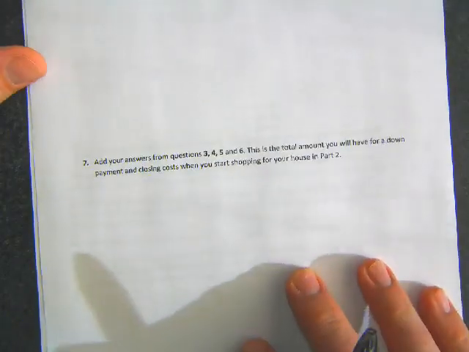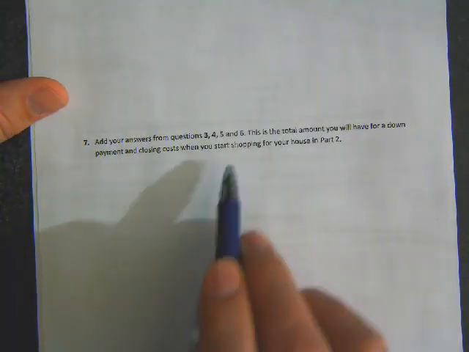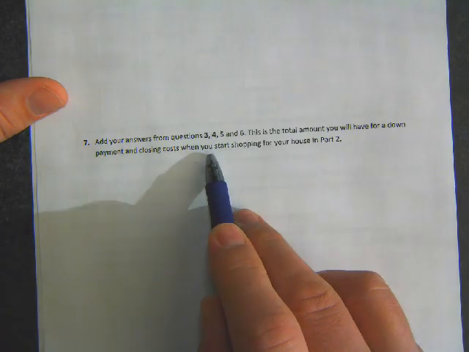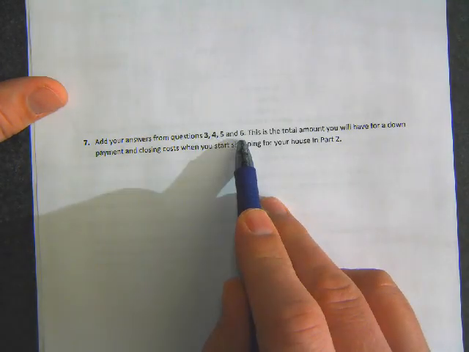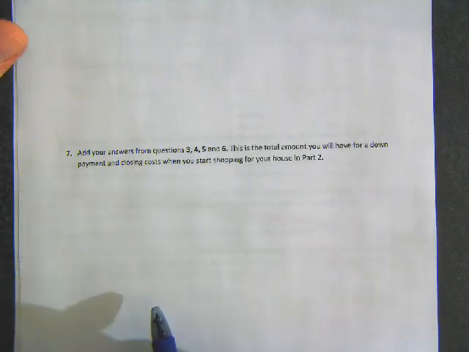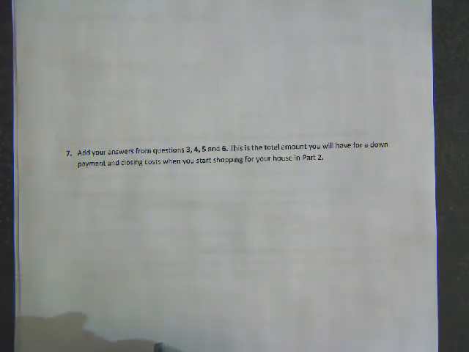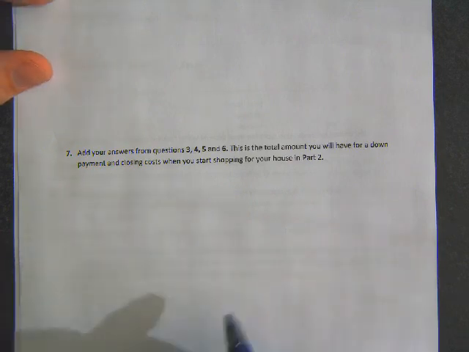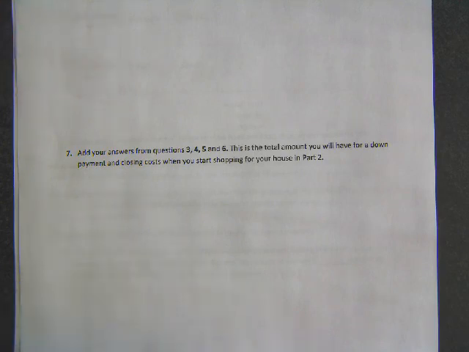Number 7, we're just totaling our answers from 3, 4, 5, and 6. So our first savings account, our bonds, our stocks, and then the new savings, the second savings account we just put money into. If we total that all up, that's how much money you'll have to pay your down payment and your closing costs when you get your house. So that's going to be the first part of the project. It's just saving up money, doing some investing, so that we'll have a chunk of money to use towards getting this house.